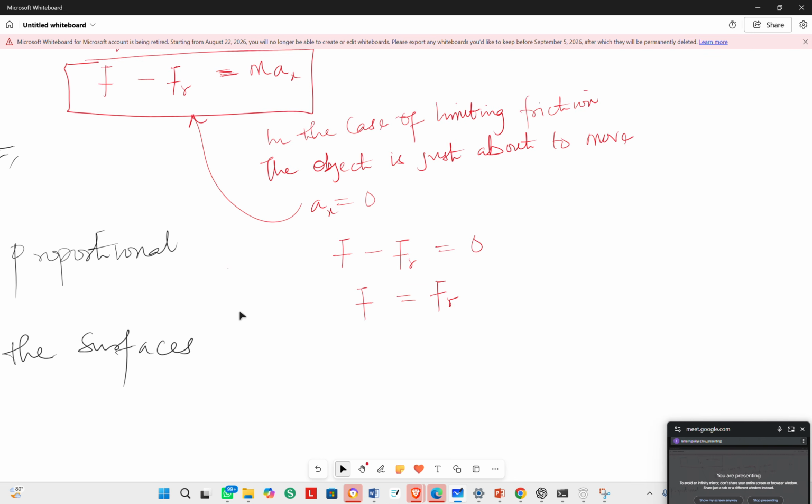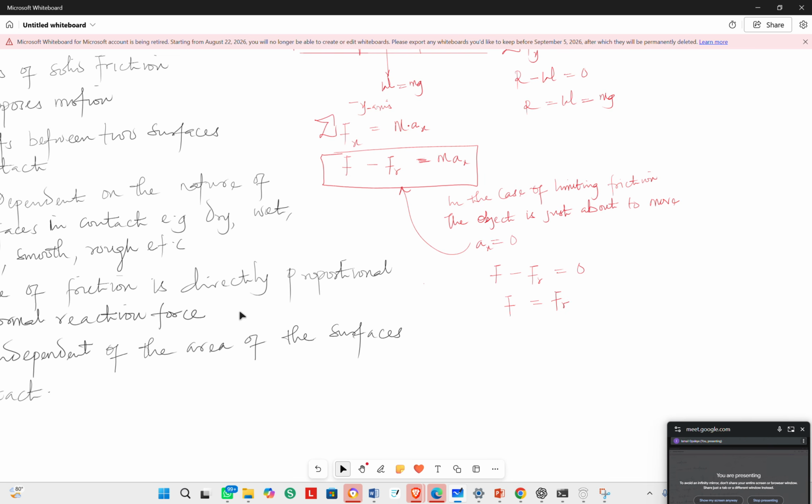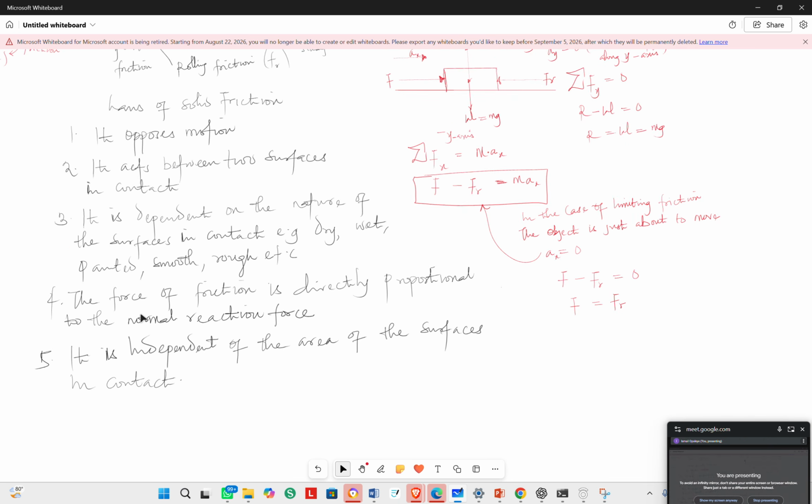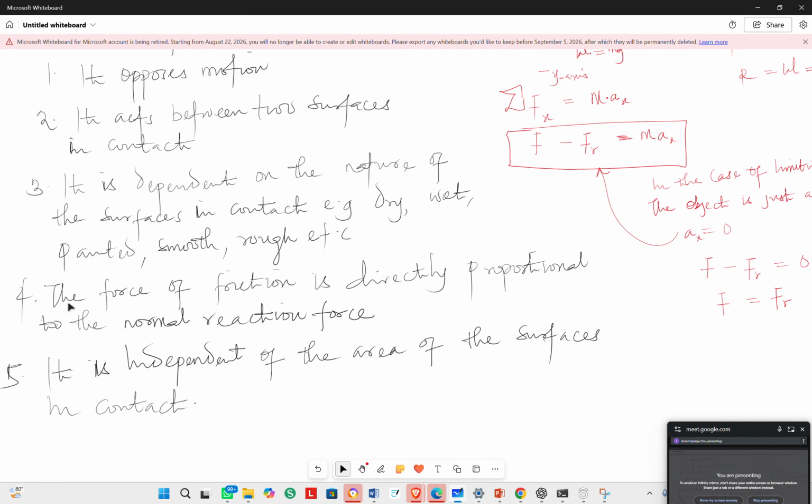Now there's something important from that law of solid friction. Look at number 4 of the law of solid friction. We say that the force of friction is directly proportional to the normal reaction force. What that is telling you is that the force of friction, F_R, is directly proportional to the normal reaction force.